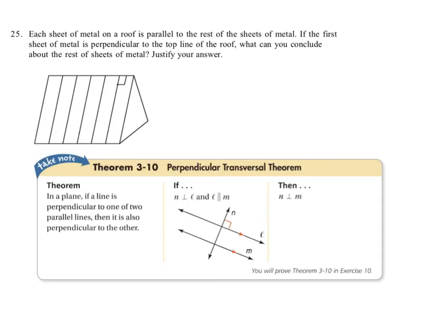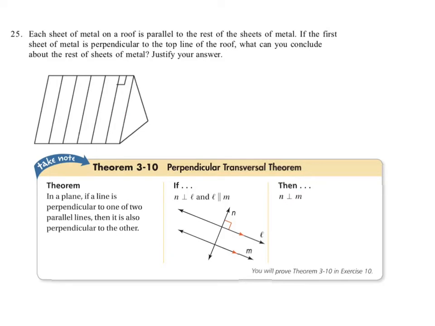Well, in this particular case now, we are just using the perpendicular transversal theorem, because that says if you've got lines that are parallel and there's some transversal line that's perpendicular to it, so here's the parallel lines, right, these sheets of metal, and the roof line is the transversal that is perpendicular to one of them, then we know that it's perpendicular to any other line that's parallel.